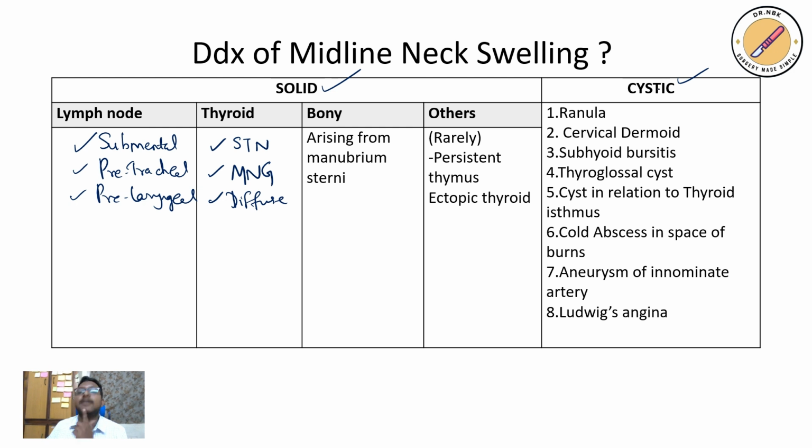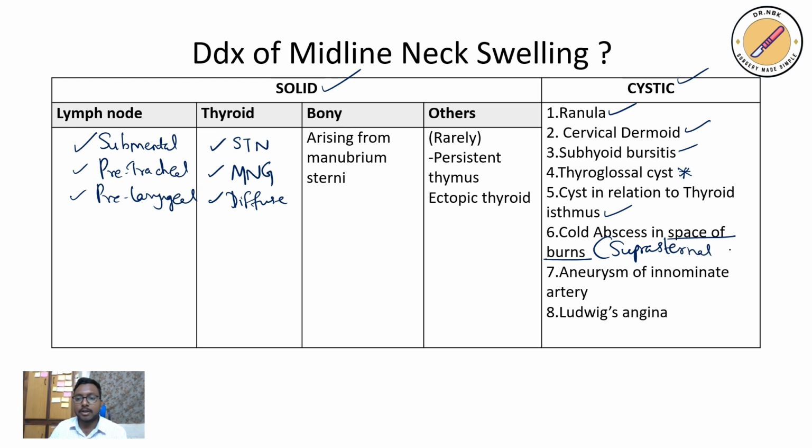Now, coming to the cystic swellings present in the midline neck, you can again remember from top to bottom. One is ranula. Then you have cervical dermoid, then subhyoid bursitis. This is the hyoid bone; just beneath or below that, you have a bursa, and if it gets swollen, you have subhyoid bursitis. Then an upper midline swelling which moves with both protrusion of the tongue as well as deglutition is nothing but your thyroglossal cyst. Then whenever there is any cystic swelling present in the thyroid isthmus, then the suprasternal space of Burns is nothing but the suprasternal space.